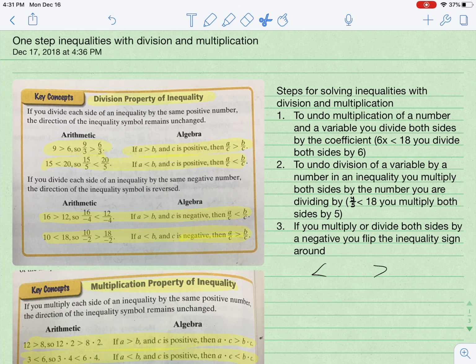That is as long as it's a positive number. So 9 is greater than 6, so 9 divided by 3 is greater than 6 divided by 3. Or 15 is less than 20, so 15 divided by 5 is still less than 20 divided by 5. So you notice there's still no change there.